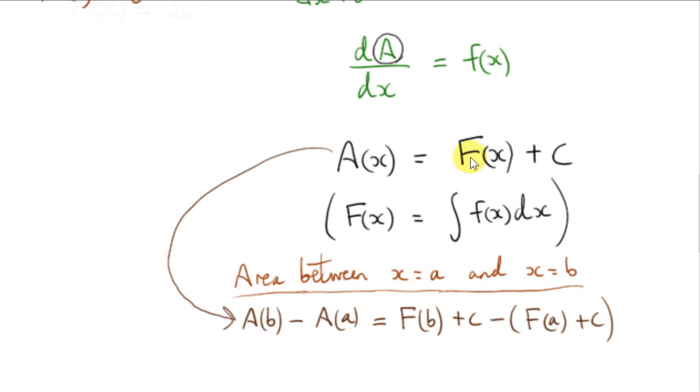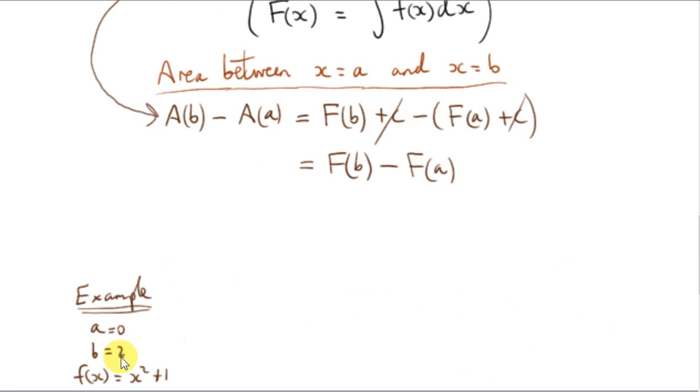So what do we do? Well, big A of x is defined to be big F of x plus c, where big F of x is the integral of little f of x. In other words, if we differentiate big F, we get little f. So we plug b in for x and we get F of b plus c. Then we have a minus sign. Then we have to get A of a, which we know to be 0. Anyway, we plug little a in for x and we get big F of a plus c. And we see that the constant cancels out. So we get big F of b minus big F of a.